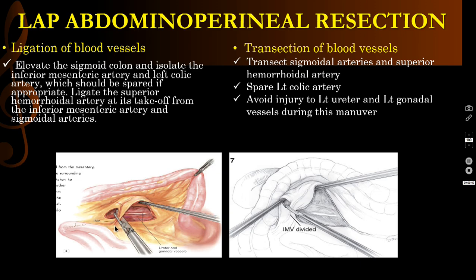So here you are seeing the inferior mesenteric artery, and you have to ligate after it is giving the left colic branch. After that only you have to ligate both the inferior mesenteric artery as well as the superior hemorrhoidal artery. We have to ligate and then transect these blood vessels. Spare the left colic artery. While doing this procedure, again you should avoid injury to the left ureter and left gonadal vessels.